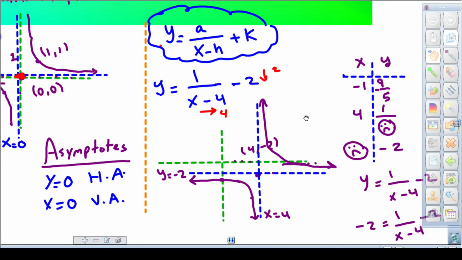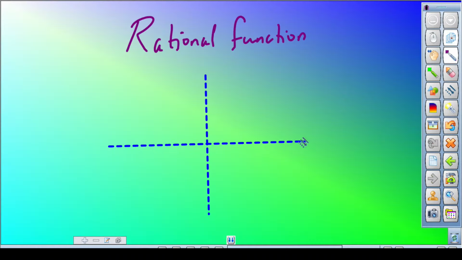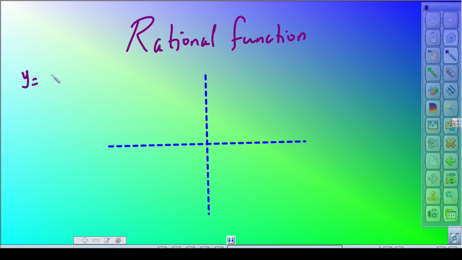Let's do one more example. Obviously here there's two asymptotes again. Horizontal is y equals -2, and vertical is x equals 4. Let's do another one. And this one we're going to graph y equals 1/(x minus 3) plus 2.